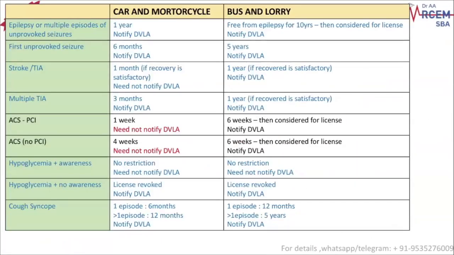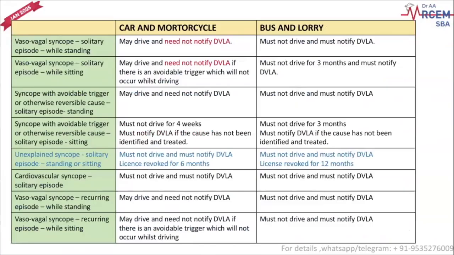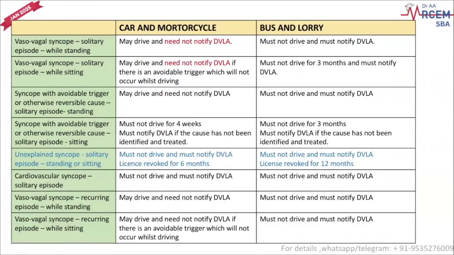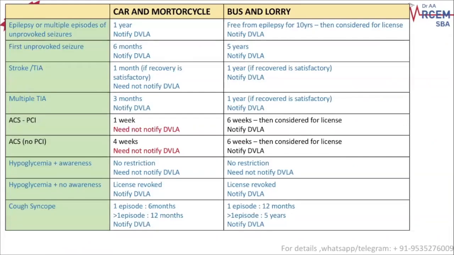DVLA guidelines, now we are coming up to. There are various DVLA guidelines which are there extensively. Okay, this is only the gist of what I have put up. There are more than this. Driver and Vehicle Licensing Agency guidelines. For example, if someone has epilepsy, they cannot drive for 1 year. And if they are driving a heavy motor vehicle like a bus or lorry, they cannot drive for 10 years. And they need to notify the DVLA. Any unprovoked seizure is 6 months, and 5 months is present.